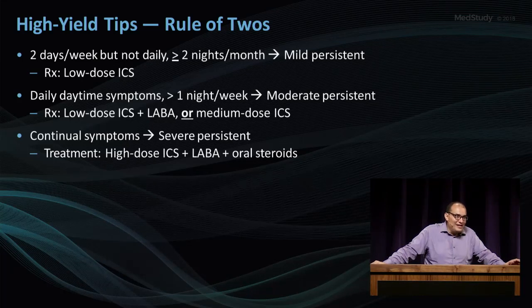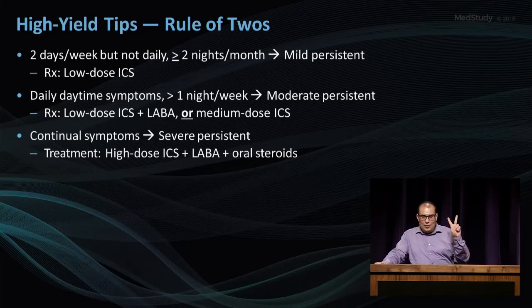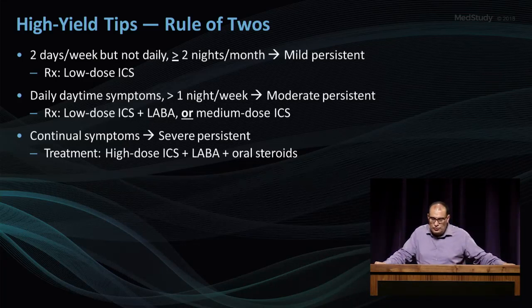But if you don't have time, if it's 2 days a week but not daily, more than 2 nights a month, rules of 2, it's mild persistent. If they ask you your drug of choice, it's low dose inhaled corticosteroids. The nights are less frequent. If it's daytime symptoms daily and more than 1 night a week, then it's moderate persistent. You do low dose inhaled corticosteroid with LABA, or medium dose of inhaled corticosteroids. That's your treatment of choice.